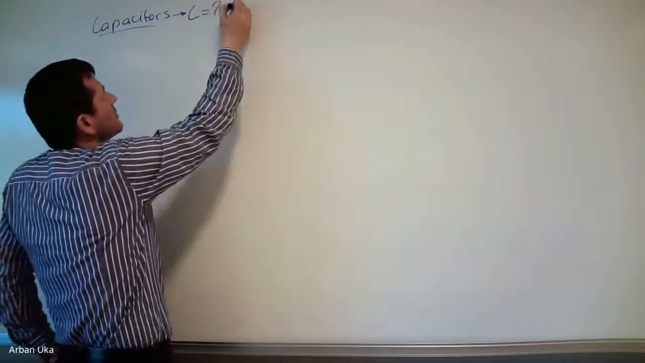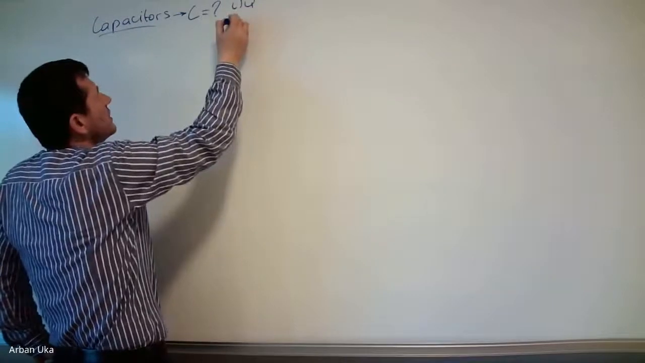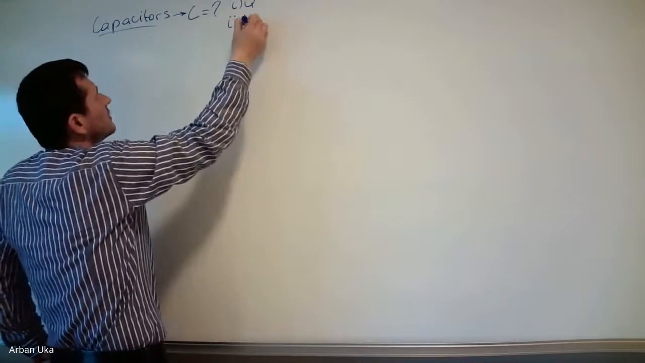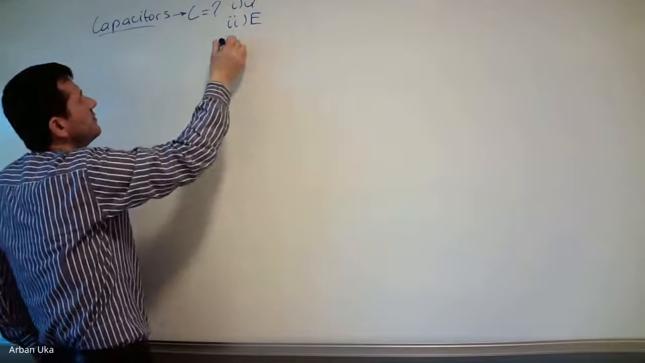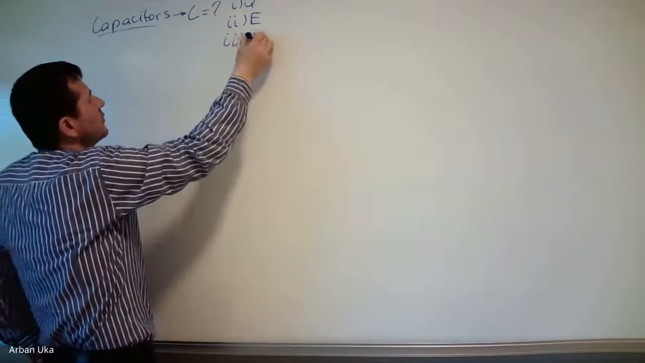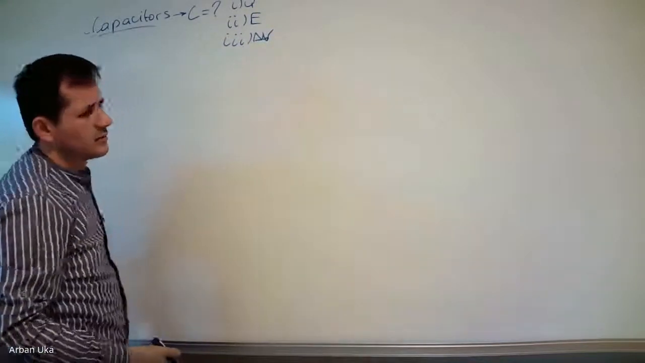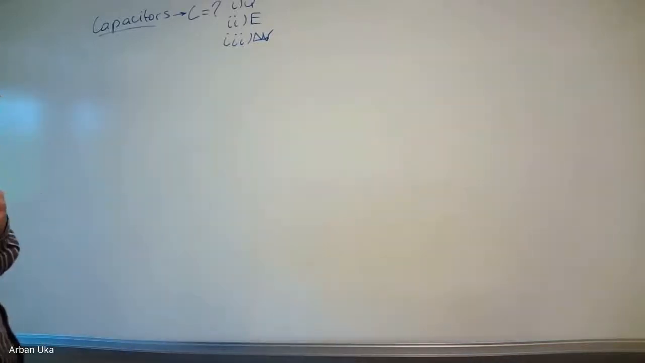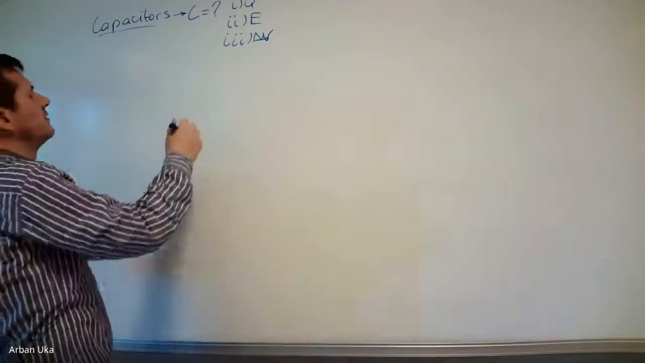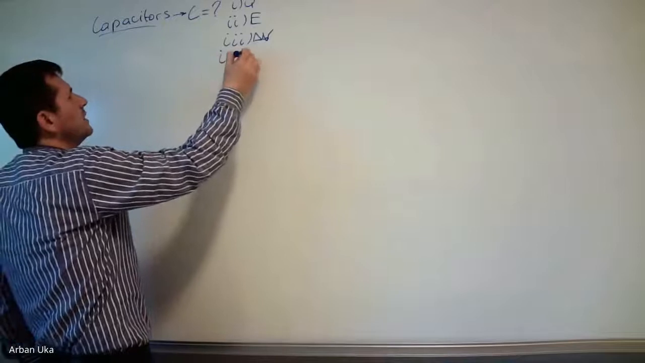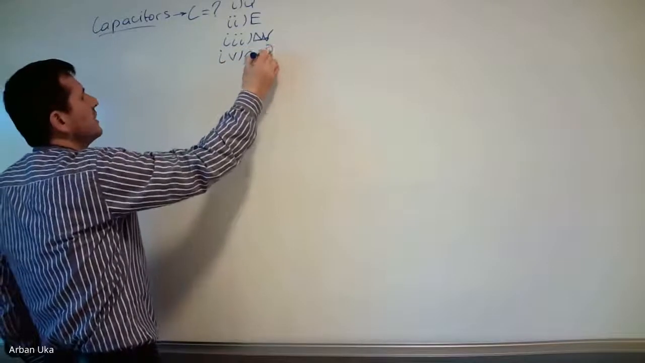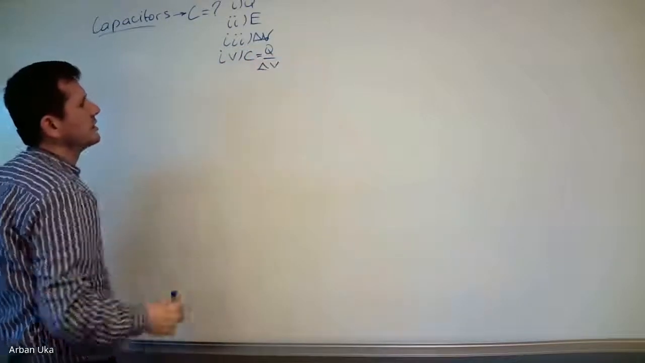For example, as a first step, we had to assign a Q. A second step, we had to determine an electric field. A third step, we needed to find the potential difference between the two components of the capacitor. And finally, the fourth step was determining C as Q divided by delta V.